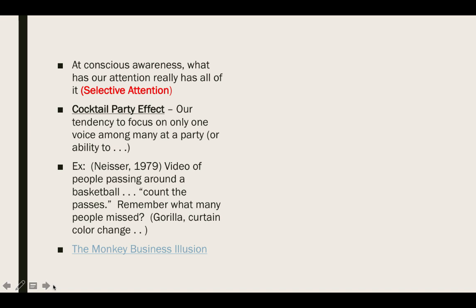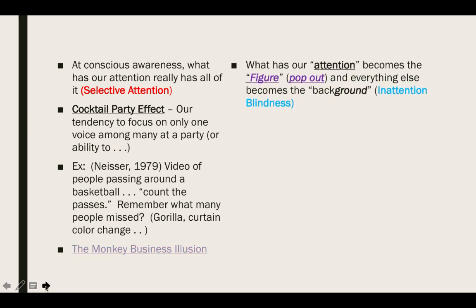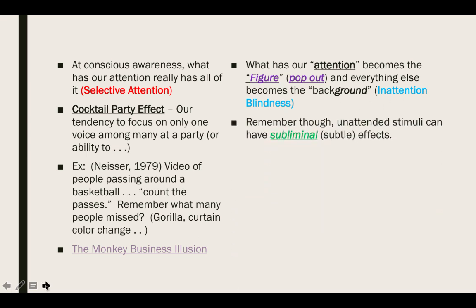I'm going to show you another short video here that you can take a look at and see if you can also follow the basketball passes. That certainly demonstrates pulling a figure from a background, the first task in perception. And sometimes that figure I've seen called a pop-out stimulus, where we may have noticed a gorilla coming in and a player leaving the background, but a lot of us didn't notice the curtain changing color, which again refers to inattentional blindness, which we talked about a little bit before.